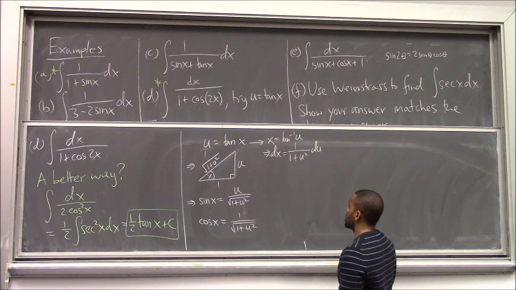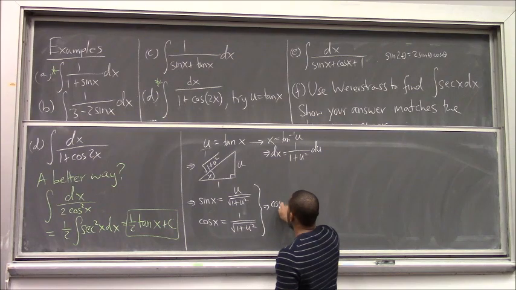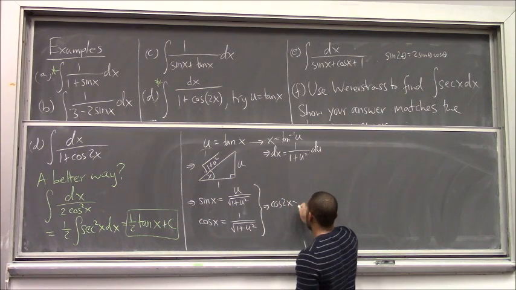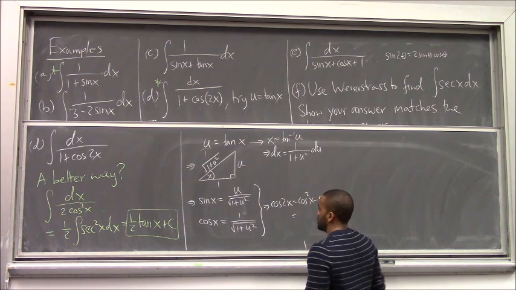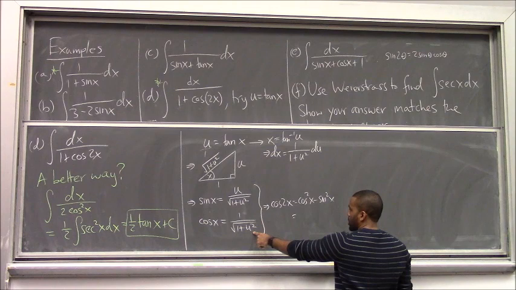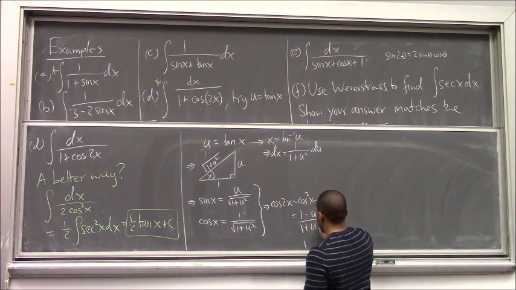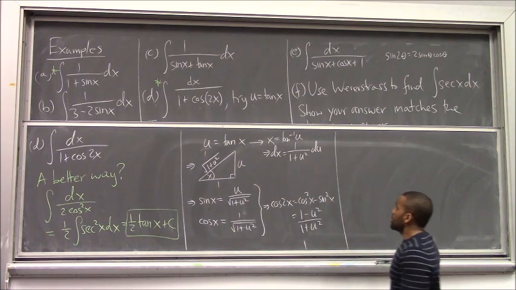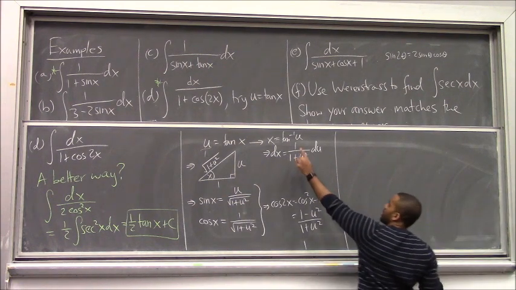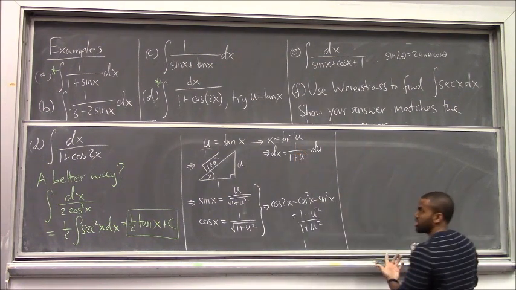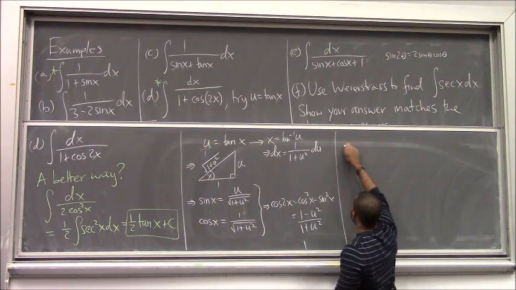These two together imply that the cosine of 2x is equal to cosine squared x minus sine squared x. So I'm going to take this squared minus that squared, and I get 1 minus u squared over 1 plus u squared. So doing this version of the Weierstrass substitution, the only thing that really changes is that the 2 is no longer a 2.